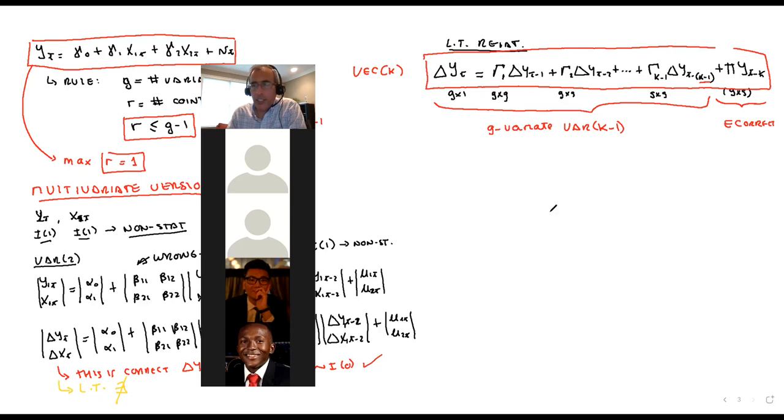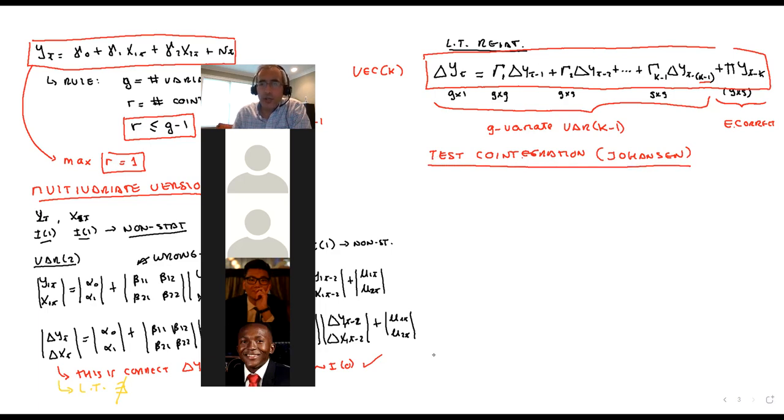Now, remember in the previous case, I told you that the main challenge with these vector error correction models is to check if this part here is cointegrated. Do you agree? If this part here is I(0). Got it? So how do we do that? Well, in order to test cointegration, all our efforts, guys, are going to be focused on pi, on this matrix that is a G by G. And the test for cointegration is called Johansen.